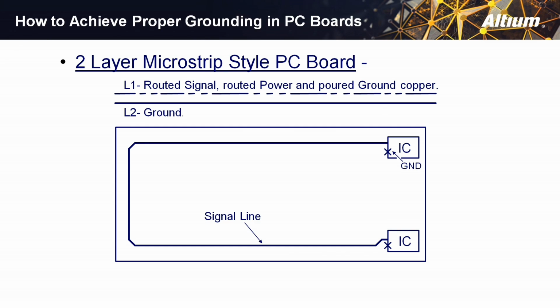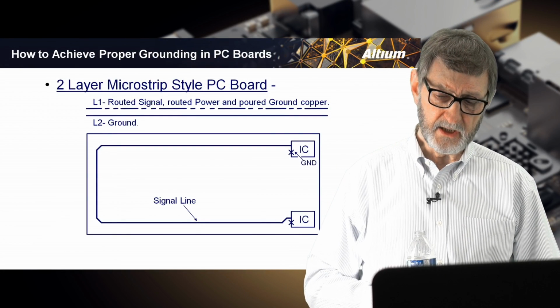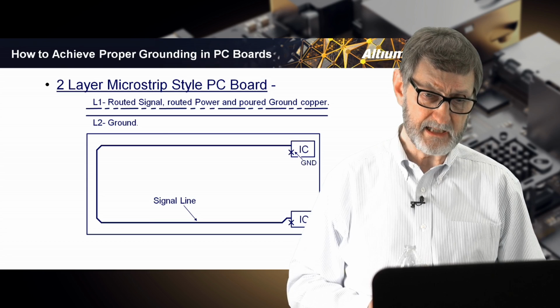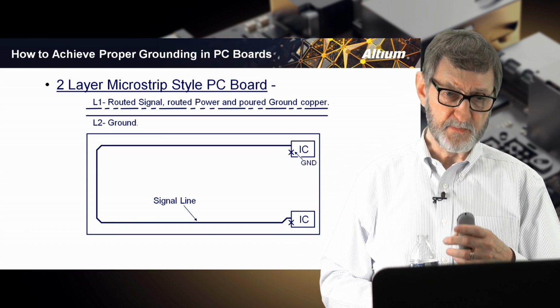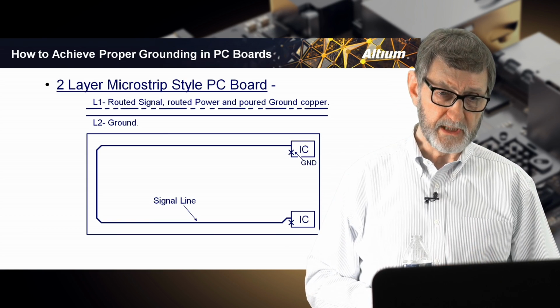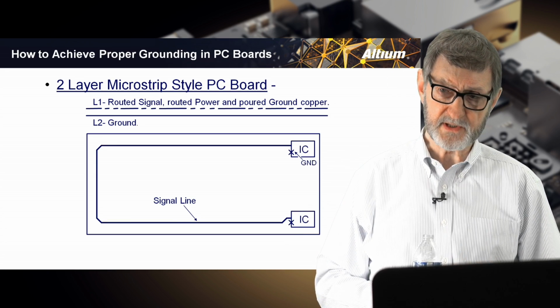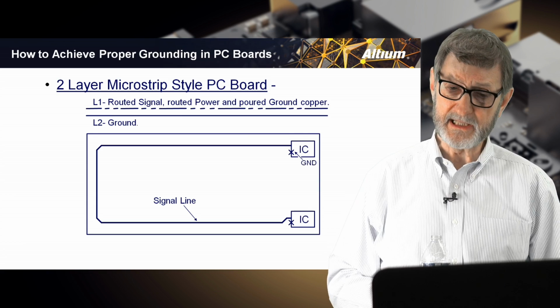One of the things I do when I work with an engineer for the first time is I draw this on their whiteboard and ask them the simple question, where's the return current from that signal? Unfortunately, about 70 or 80% of the engineers I meet say that the return current is directly between those 2 connections to the ground plane, directly across the ground plane from one IC to the other.